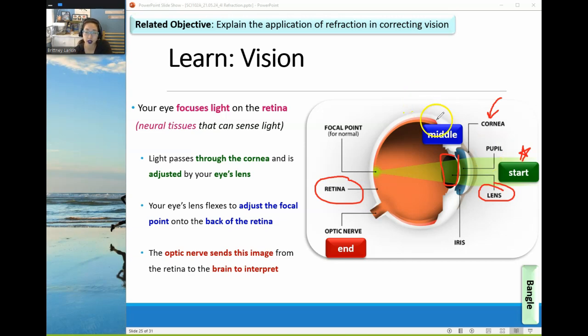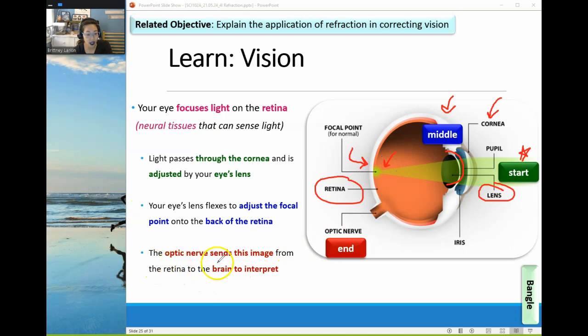All right, so we have our start and then our middle. So the lens is going to adjust that light. And the whole idea is that that lens, which we can see is convex, it curves outwards, means that we have a focal point here. All right, so anytime we have light coming in and hitting a surface that is curved outwards, okay, then it's going to converge to a focal point. So we can see that focal point, and the whole idea is to get that focal point to hit the back of the retina.